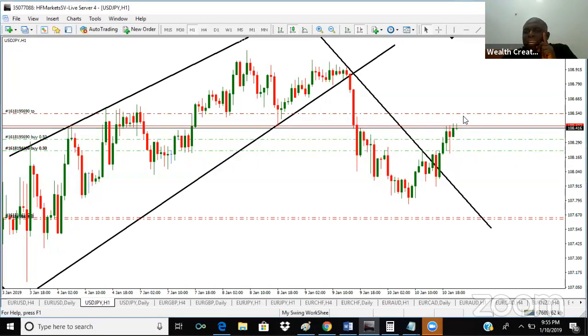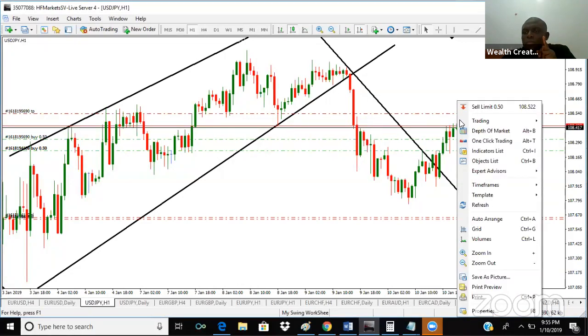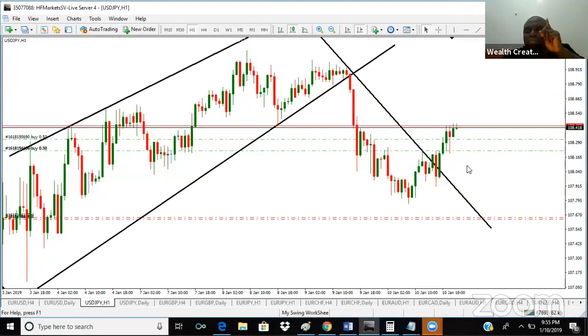So when one hits TP, the second one will start trailing. Because your TP is 10 pips, your trailing is 10 pips. So when one closes, the second one automatically moves to break even. This is how to trade it, guys.